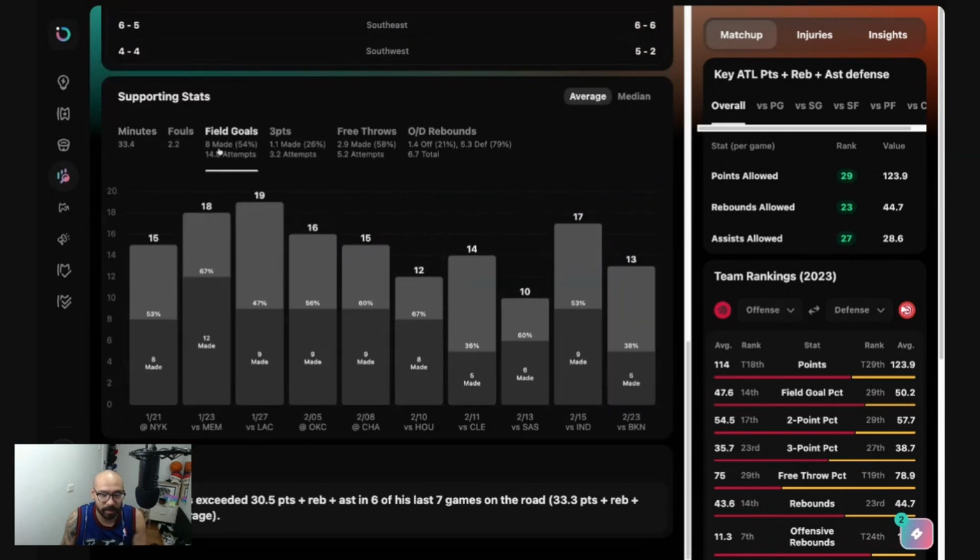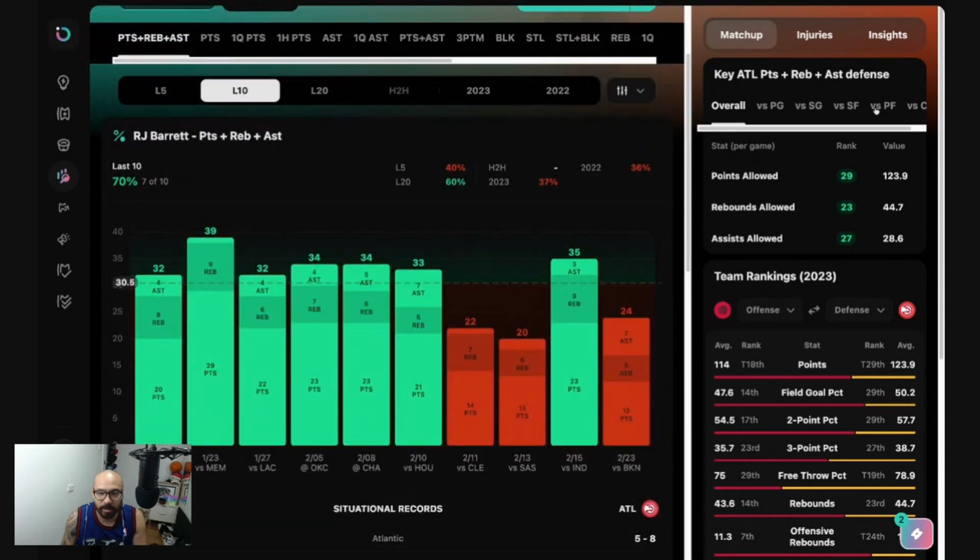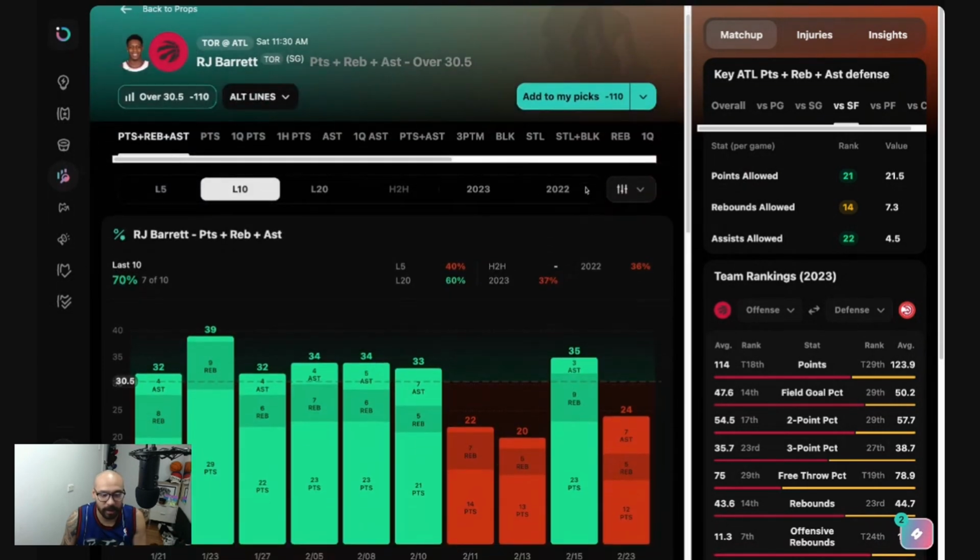He played 29 minutes. He shot 5 for 13, so he didn't shoot the ball very well. But in terms of the matchup, it's a pretty good matchup. A lot of green here. The Hawks ranked 21st in points allowed, 22nd in assists allowed, 14th in rebounds allowed. So points and assists is a good matchup here for RJ Barrett.